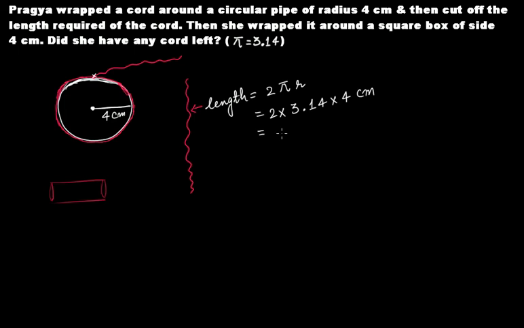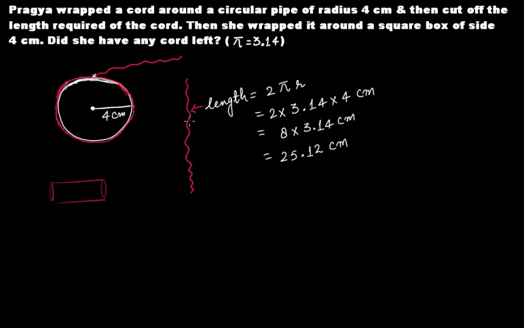So you get 8 times 3.14 centimeter, and if you calculate it, you get 8 times 3.14, which is 25.12 centimeter. This is the length of the cord that has been wrapped around this circular pipe.